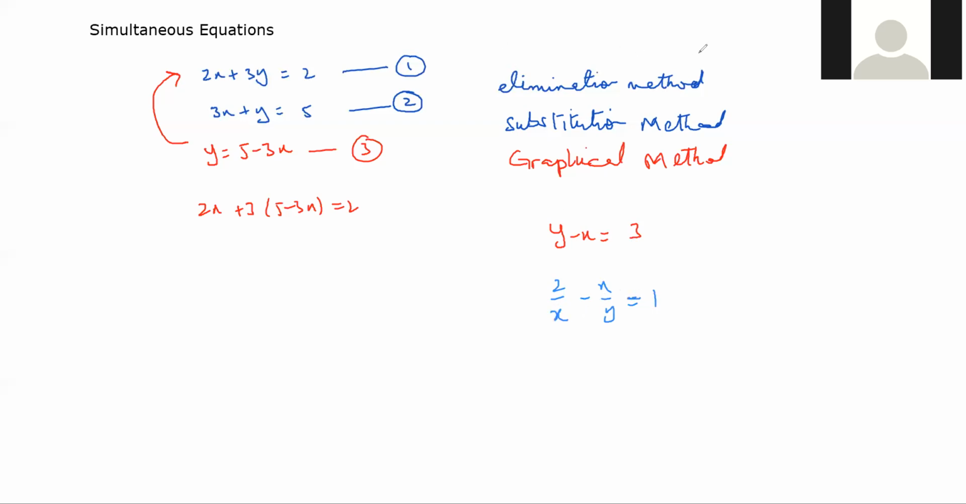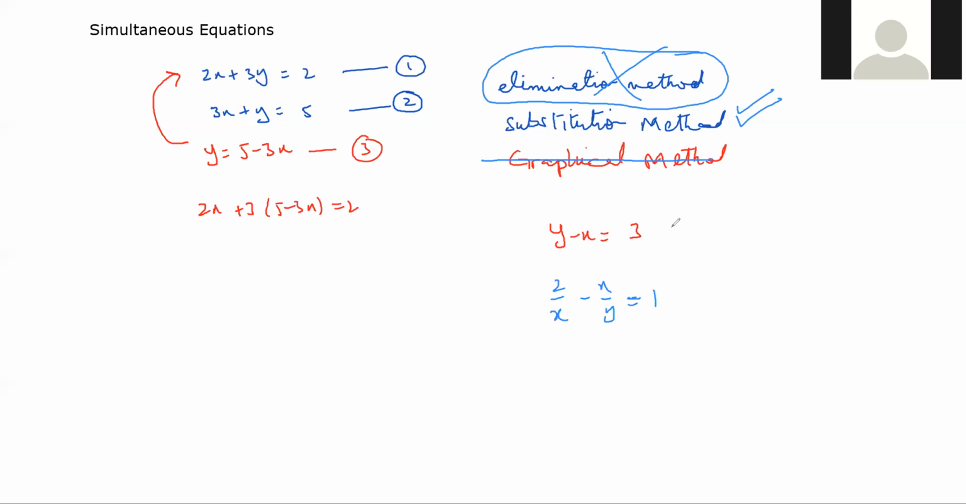Now this elimination method will no more be used here. We don't go for the graphical method either. Now we shall be using the substitution method in all these cases. So you have to focus on this substitution method now.